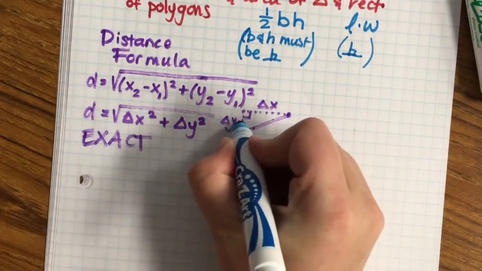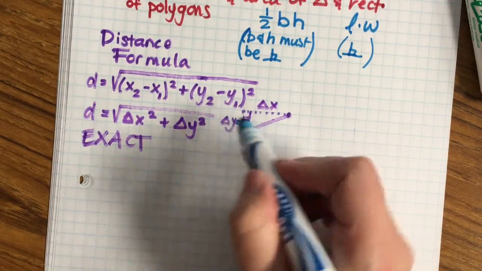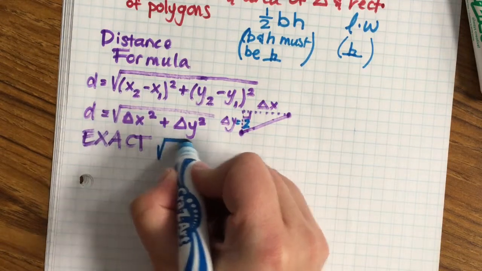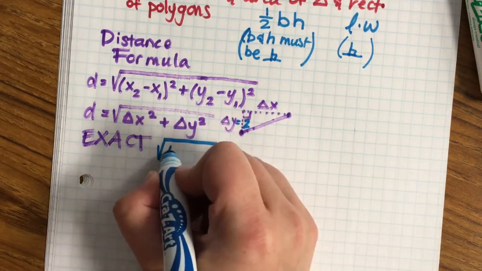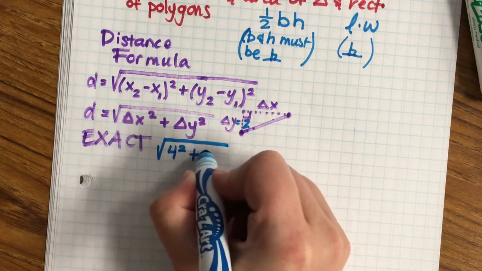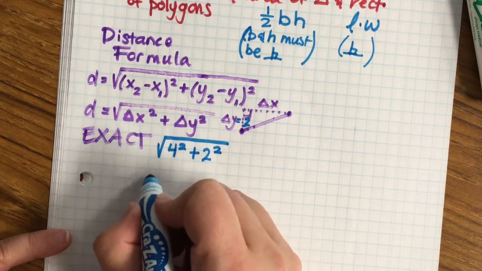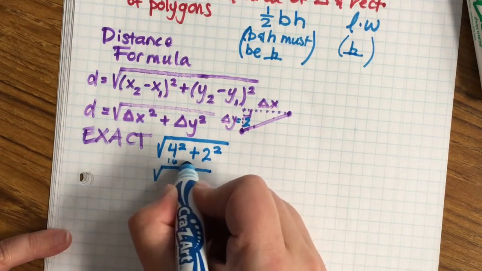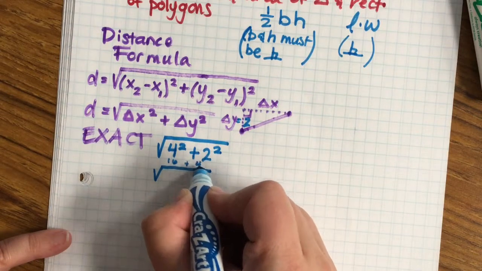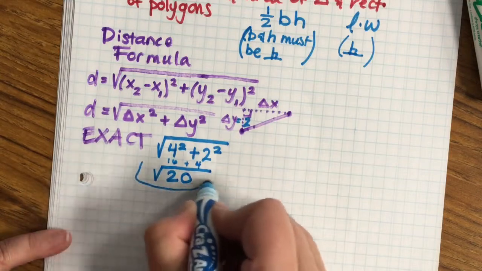if we had to find this and it was an exact one, what is my change in the y's right here on this picture? 2. So if I needed to find the exact, what's my change in the x's? 4. So I would do the square root of 4 squared plus 2 squared. 4 squared is 16, right? And then 2 squared is 4. And 16 plus 4 is 20. So this is my exact answer.